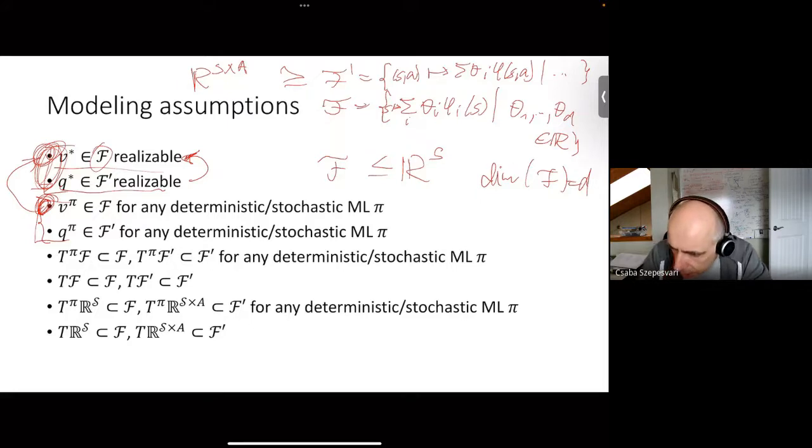Okay, so the next bunch is still talking about policies. If you apply the Bellman operator, the policy evaluation operator underlying a policy, and you were in the function space, then you stay in the function space. So that's a closeness assumption. You can do this both with operators acting on a state or acting on state action value functions.